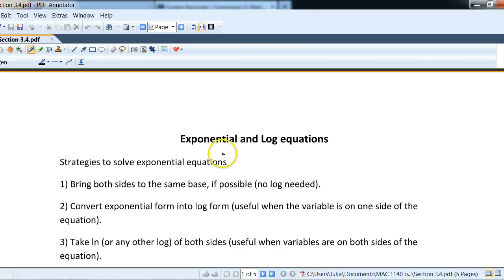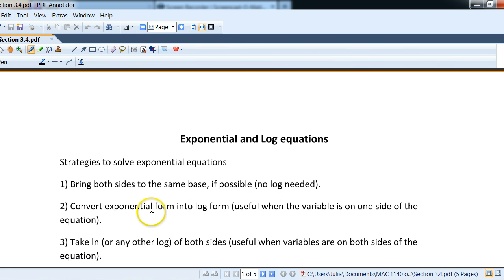In this video, we'll discuss how to solve exponential and log equations using some strategies also from section 3.4. So we'll start with exponential equations. Here are some strategies that would be useful for us. For example, if you can bring both sides to the same base, then you don't need the logarithms. You can just solve them basically as they are.